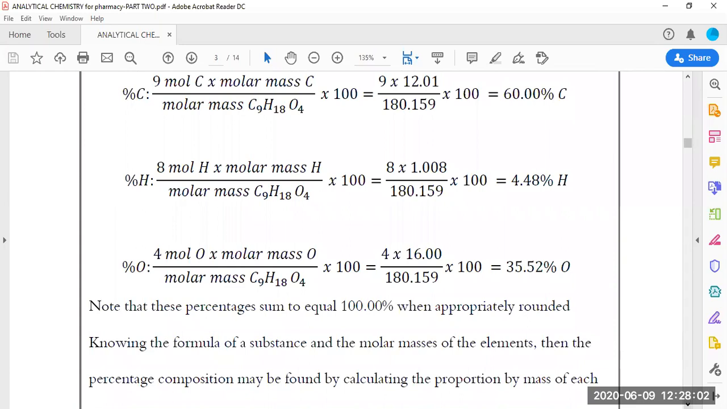So if you add them up, 60 plus 4.48 plus 35.2, you should get 100%, because those are the only elements you have. We have only 3 elements in this aspirin, which are carbon, hydrogen and oxygen. So the percentage must be equal at the end to 100%.